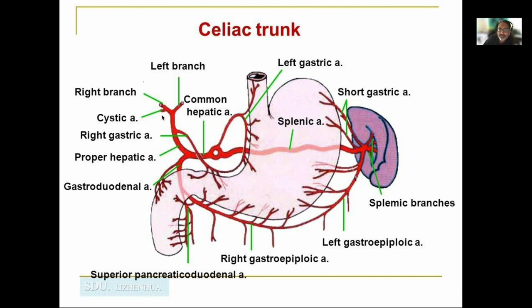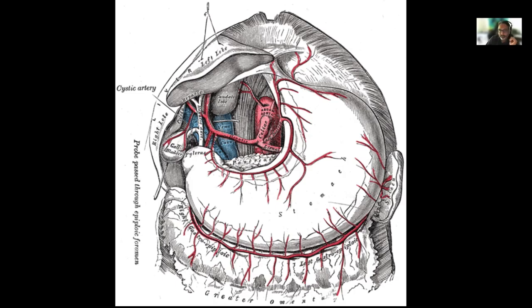So the celiac trunk branches are the most confusing anatomical arterial branches of any arterial trunk. They're just random, and they're not always like this. This is just the majority of cases. There's a lot of normal variation. So let's look at it again this way. Now this is a bit more of an anatomical diagram.